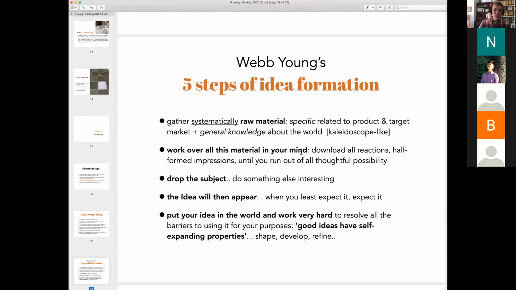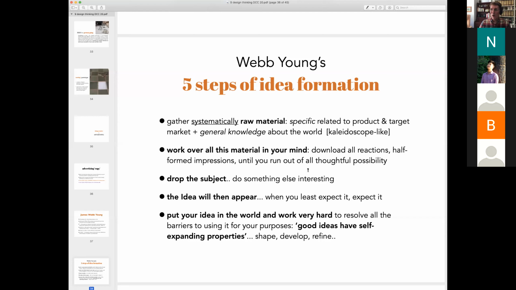So his approach: five steps of idea formation. Raw material. You really immerse yourself deeply in everything that's being done in the field. Your competitors' products, know all about the product. Okay, he says that's kaleidoscope-like. Have general knowledge as well, and this is a great defense of the role of the liberal arts.